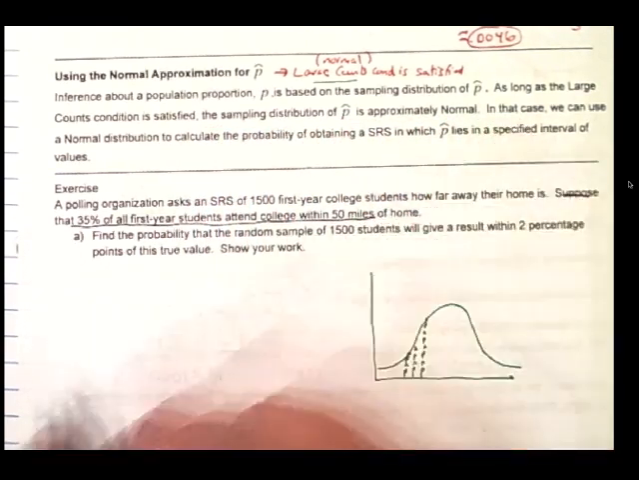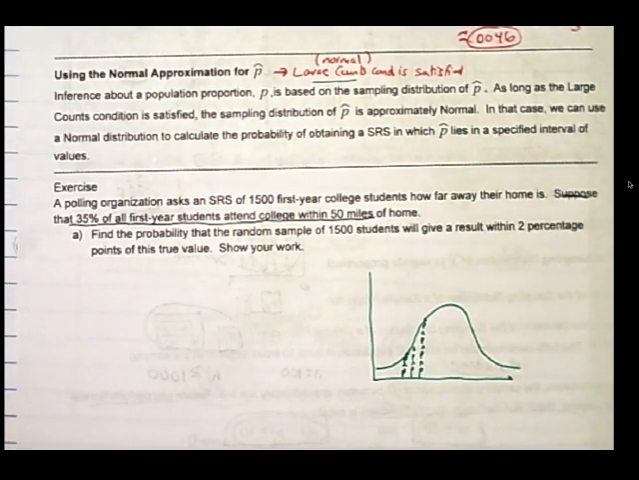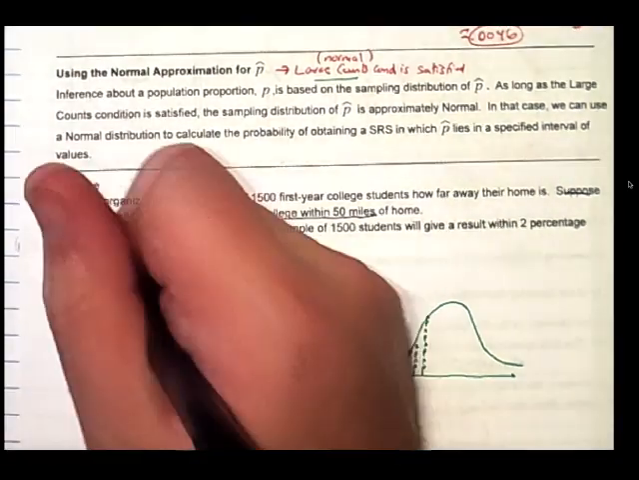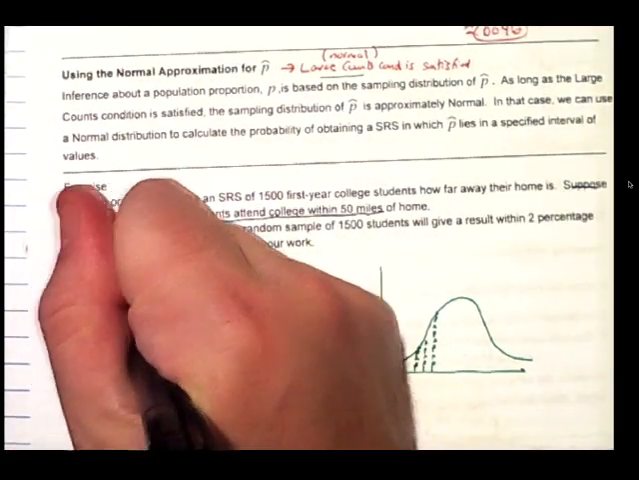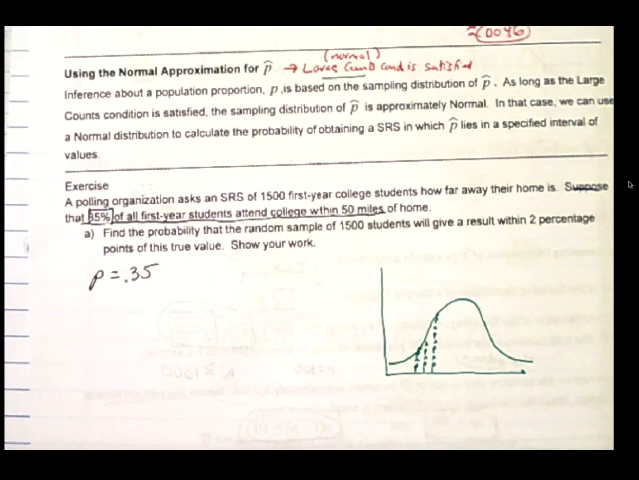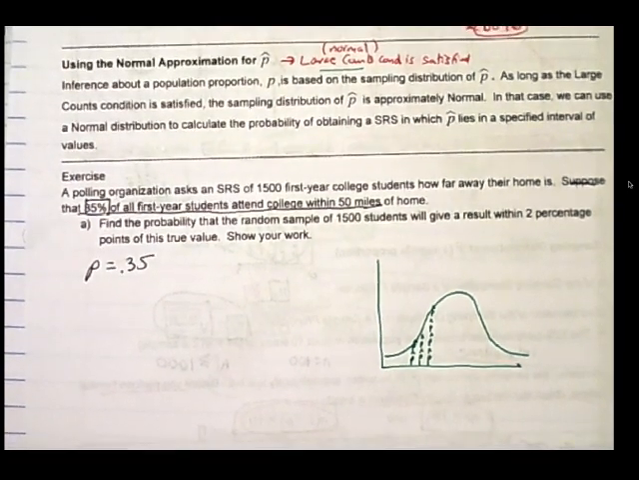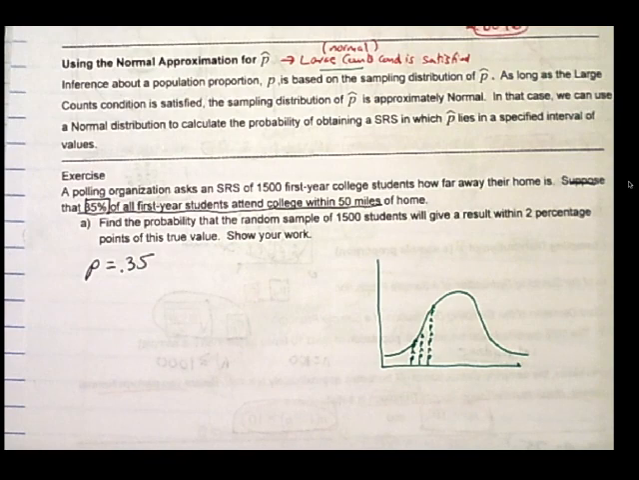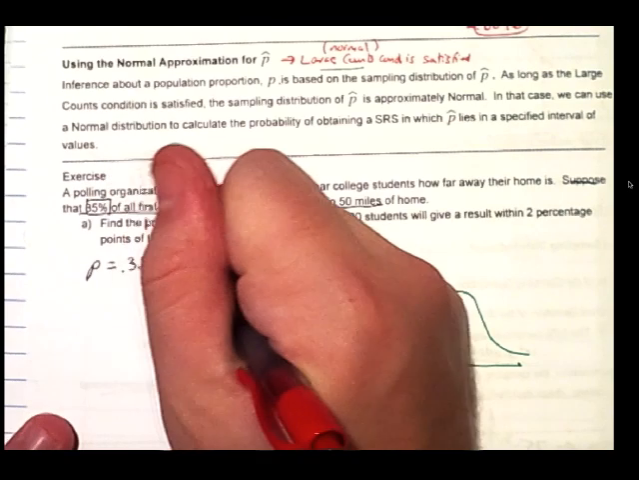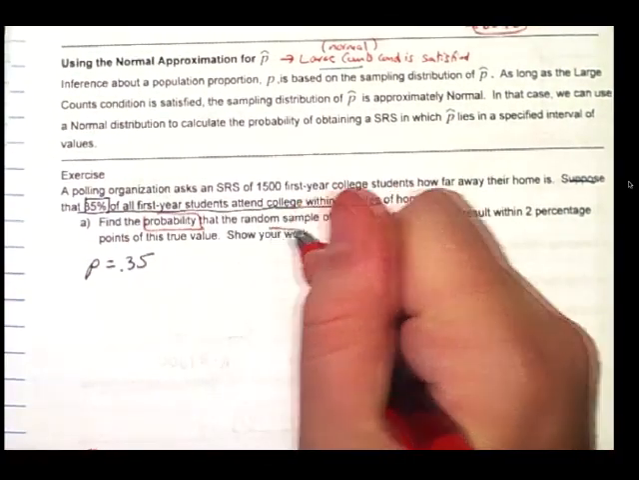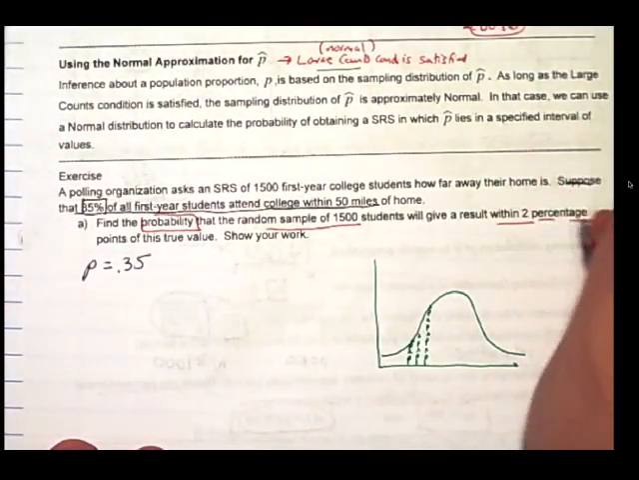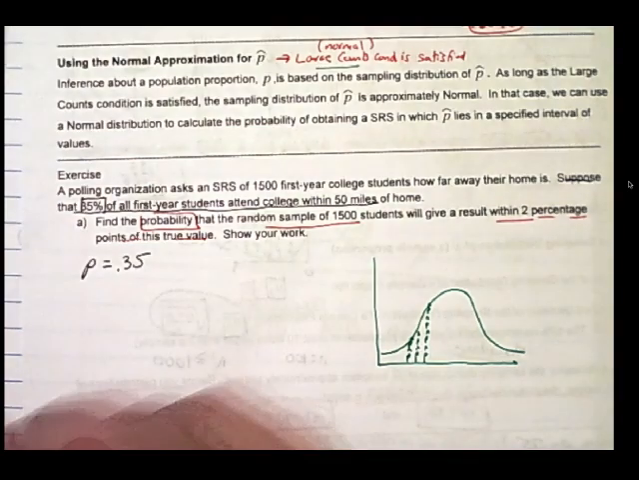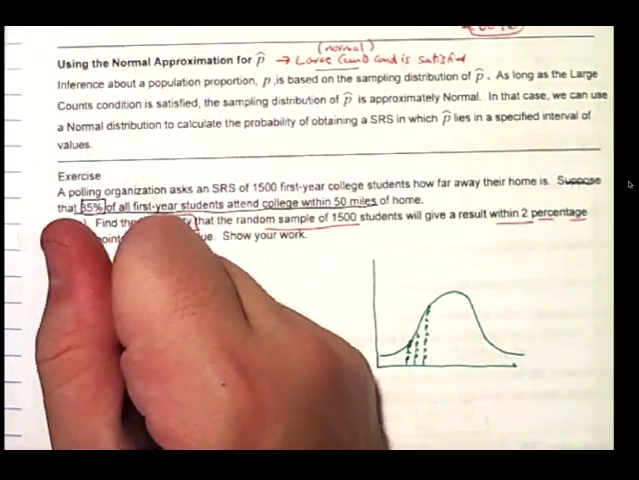Now it says, suppose that 35% of all first-year students attend college within 50 miles of home. That's some sort of proportion or percentage, so what it told me is that p equals 35%, which is 0.35. Now let's do part A here. I think there's only a part A. Yes, there is. It says find the probability that a random sample of 1,500 students will give a result within 2 percentage points of this true value. That's another way to verify that it said true value.